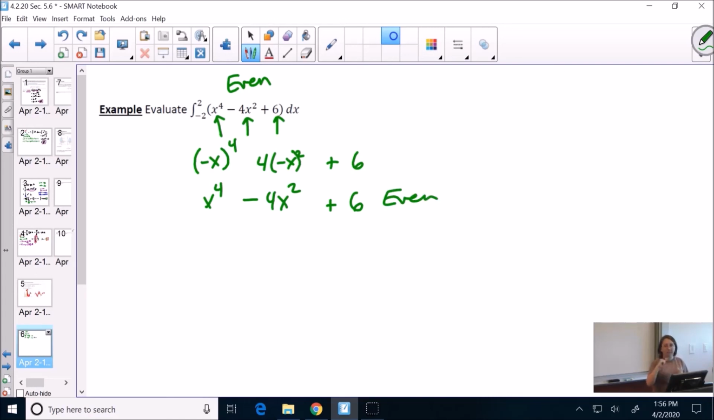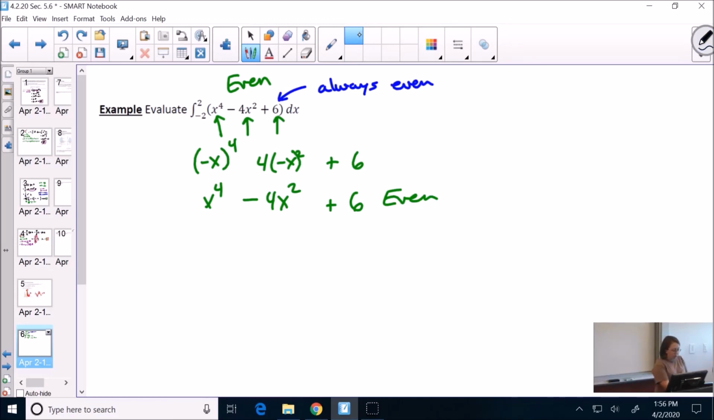Basically, make sure everybody has even powers. That's really the easiest way. A constant is always even, because it will never change its sign due to a negative being plugged in. So it's always going to be what it is.